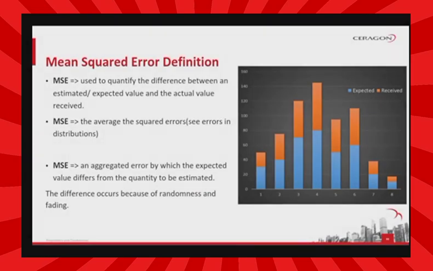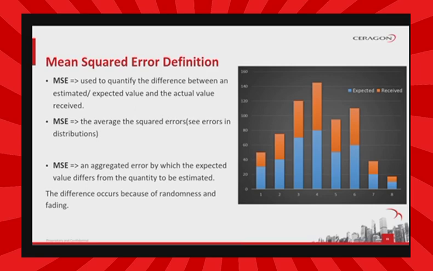Mean square error, MSE, is used to quantify the difference between an estimated or expected value and the actual received value. MSE is the average of the squared errors. MSE is an aggregated error by which the expected value differs from the quantity to be estimated.